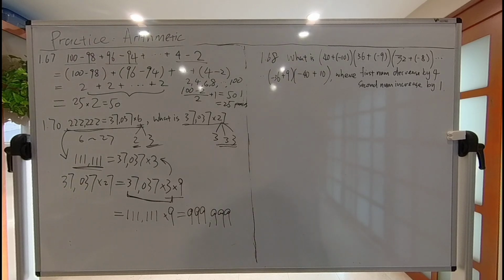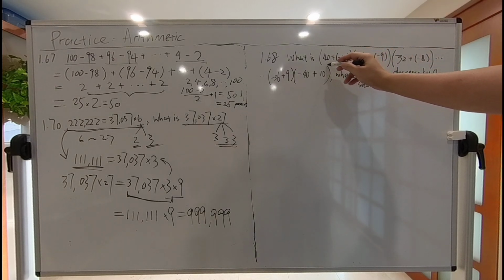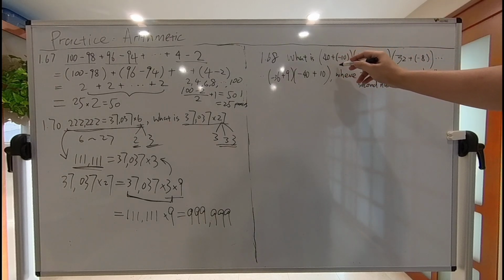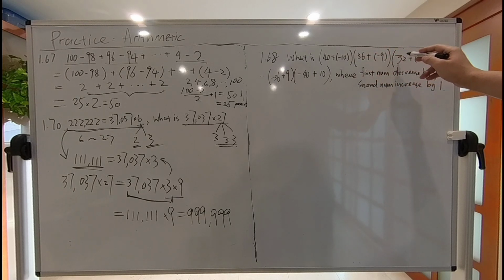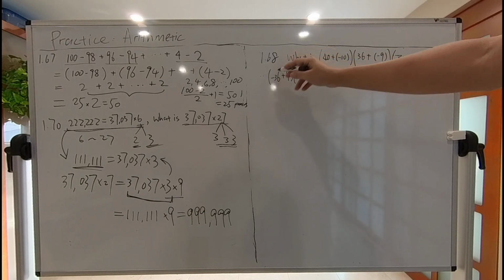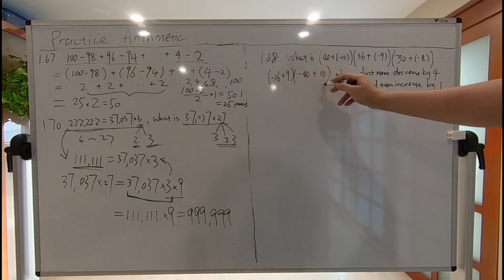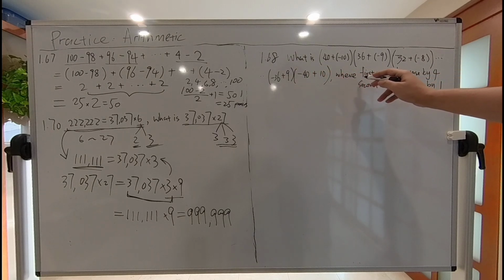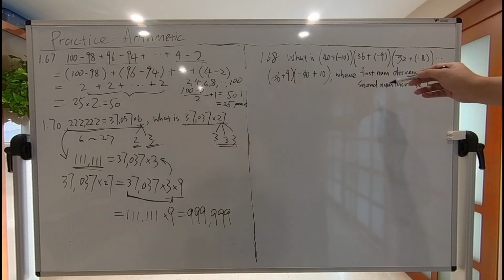Okay, so the next question. What is the product of 40 plus minus 10 times 36 plus minus 9 times 32 plus minus 8, until the last item, which is minus 40 plus 10? And here, you don't need to guess the pattern. The pattern is also given as part of the condition of the question.